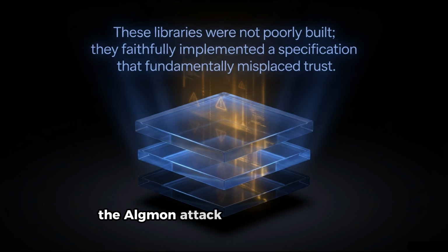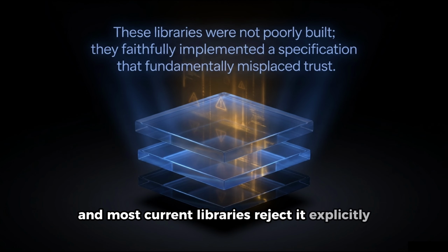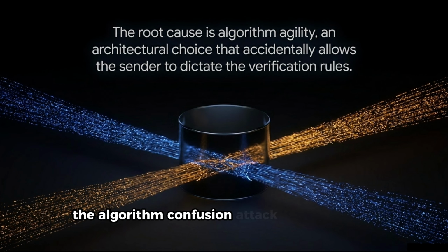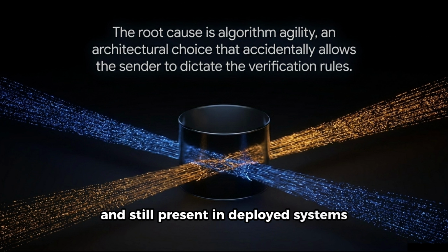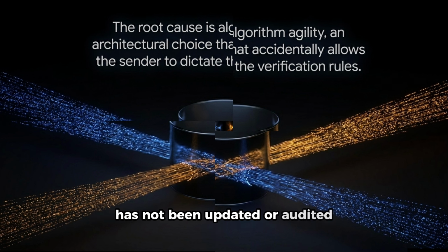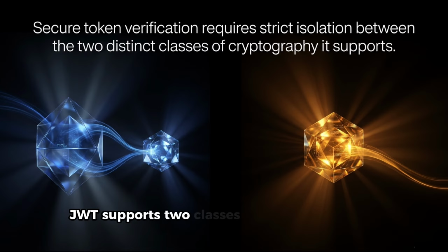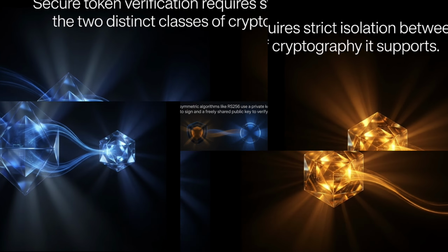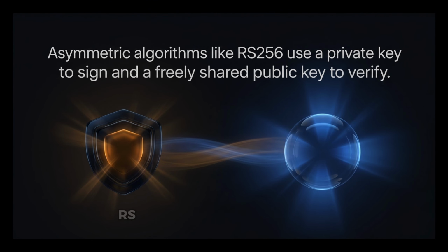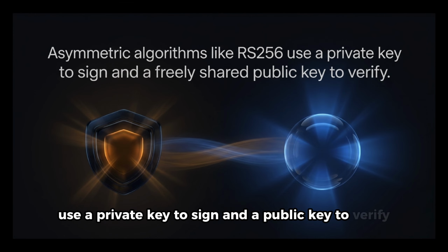The alg-none attack is now well known, and most current libraries reject it explicitly. The algorithm confusion attack is more subtle, harder to identify in code review, and still present in deployed systems where the library's key handling logic has not been updated or audited. JWT supports 2 classes of signing algorithm. Asymmetric algorithms, RS256 being the most common, use a private key to sign and a public key to verify.